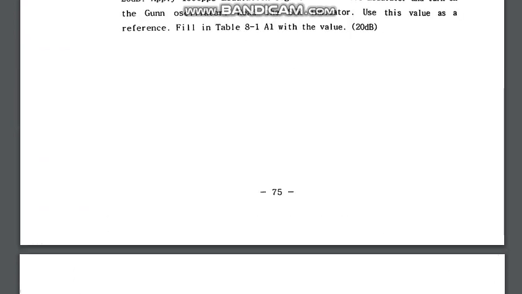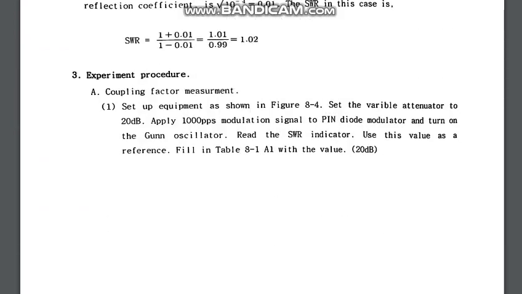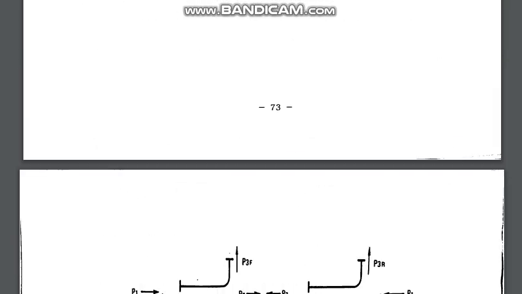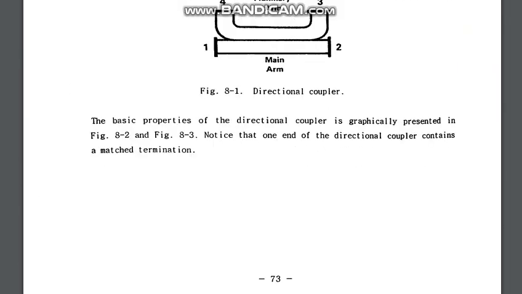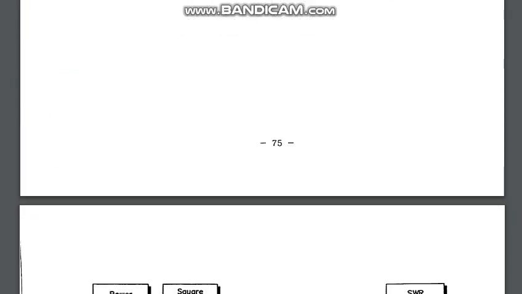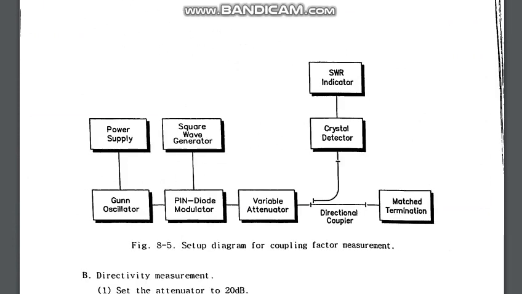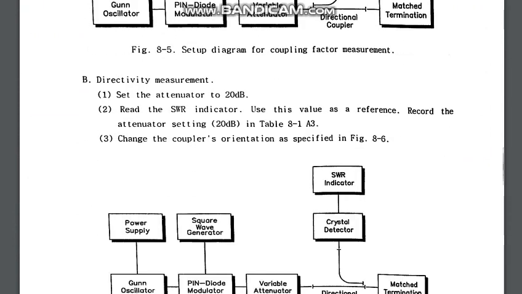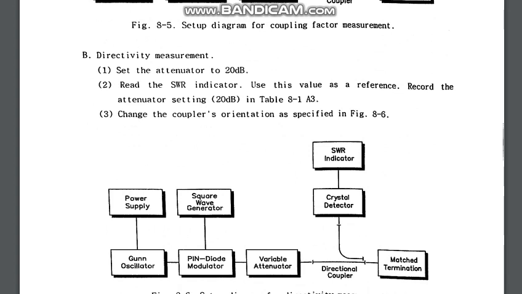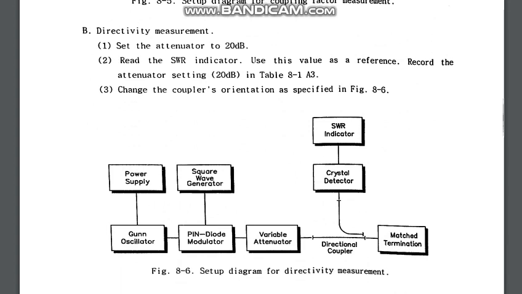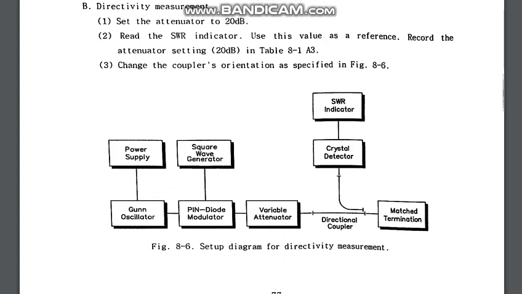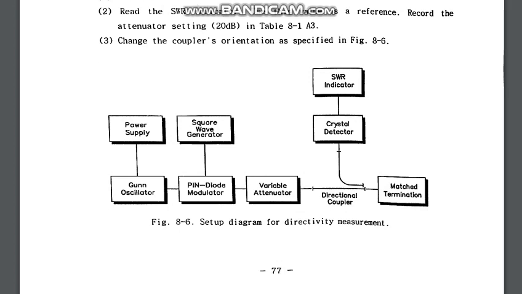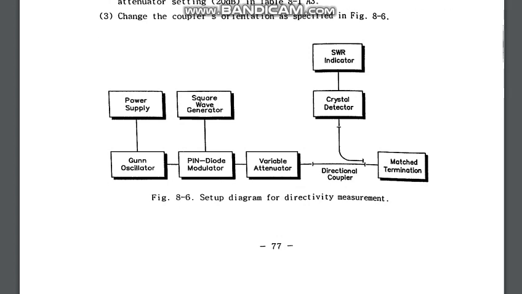If you want to measure the coupling factor through the directional coupler, the auxiliary arm should be connected to the SWR indicator. And if you want to find out the directivity, the connection should be altered, with respect to the auxiliary arm. Then you can find out the directivity from it.